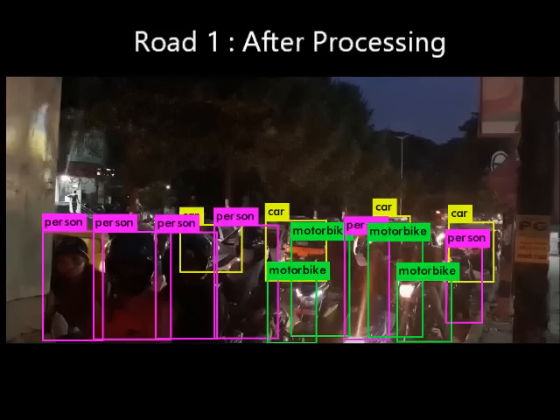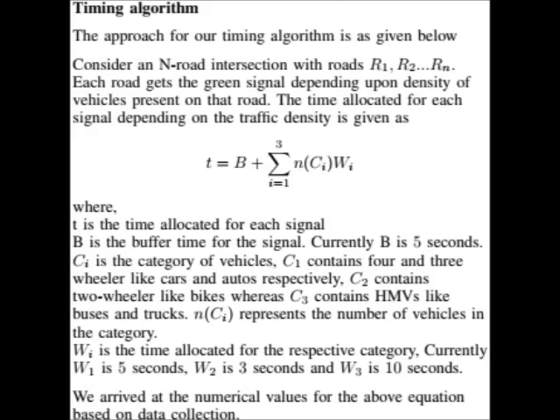The cloud server would then calculate the density of vehicles in the image, and along with that give a prediction of what kind of vehicles were present in the image. So we had used that prediction in our signal timing algorithm. In this algorithm, we had decided to divide the vehicles into 3 subcategories. Category 1 contained 4 and 3 wheelers, like cars and autos respectively. Category 2 contained two-wheelers, and Category 3 contained heavy motor vehicles like buses and trucks.